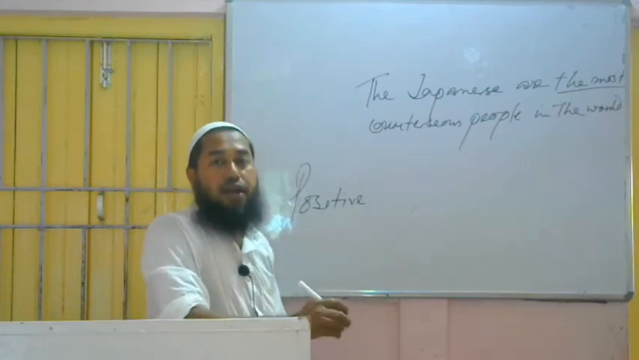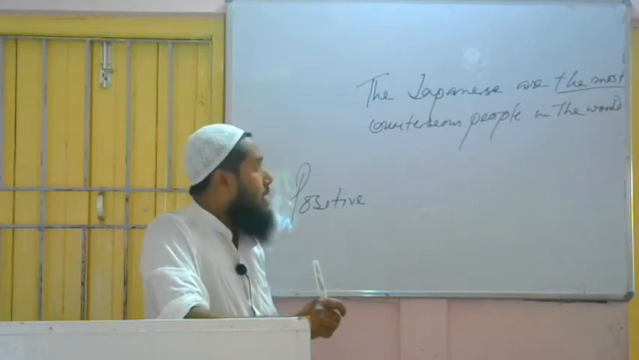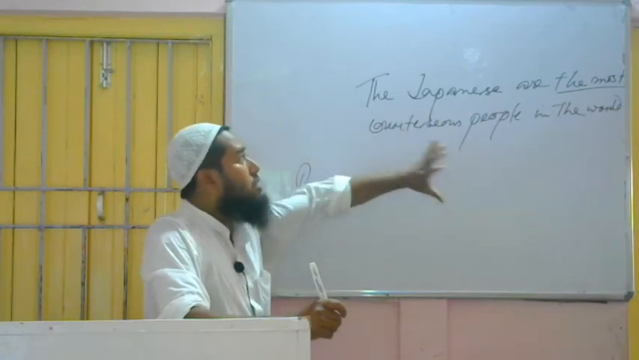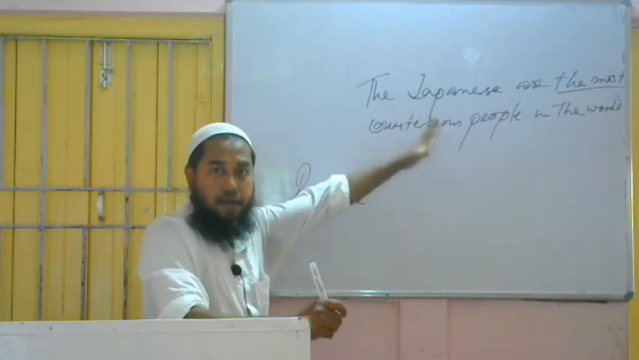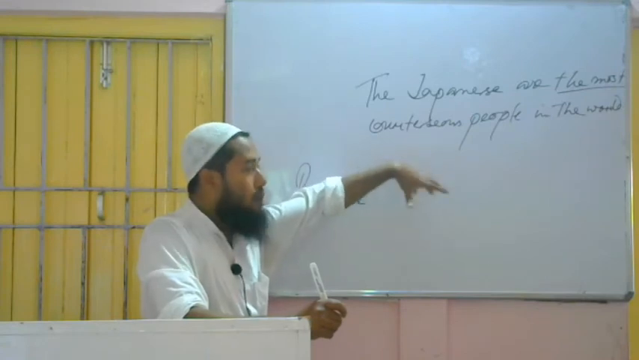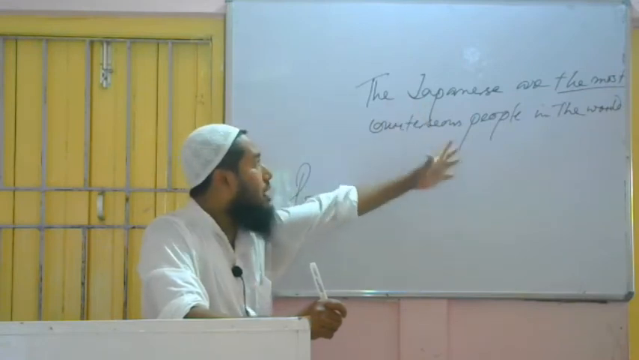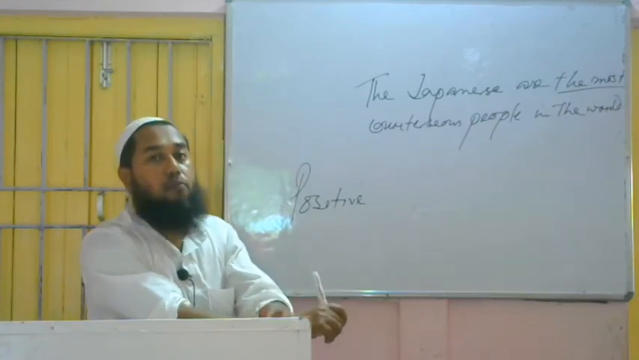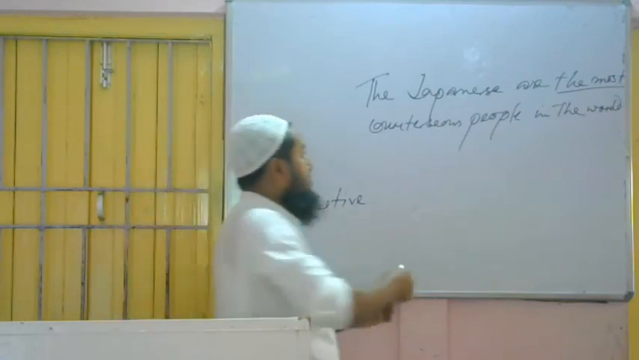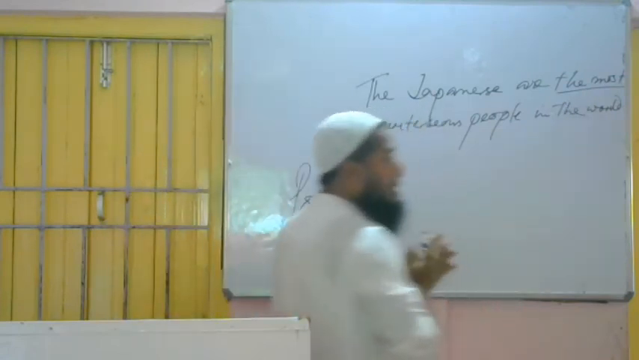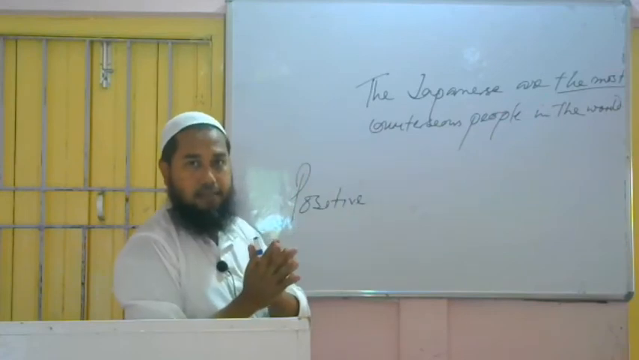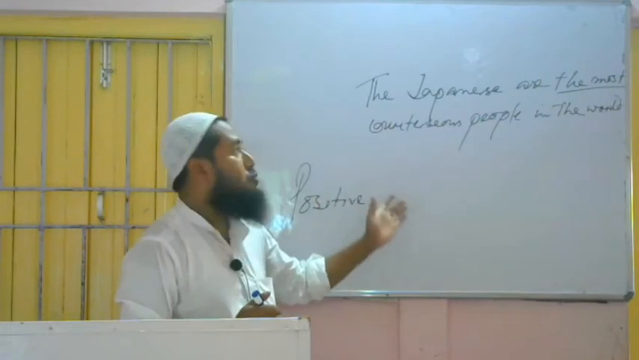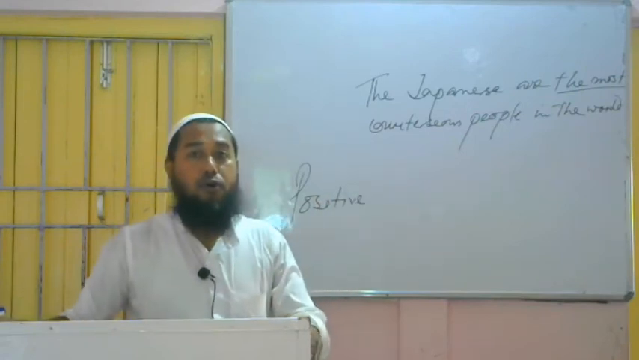So first we understood: The Japanese are the most courteous people in the world. They are compared with the rest of the world. Among all the people of the world, it is said that Japanese are the most courteous people. Now, as we are asked to make it positive, we have to omit this and use 'as', then the adjective, then 'as'. So how to make it? We know that from superlative to positive, what do we have to use?